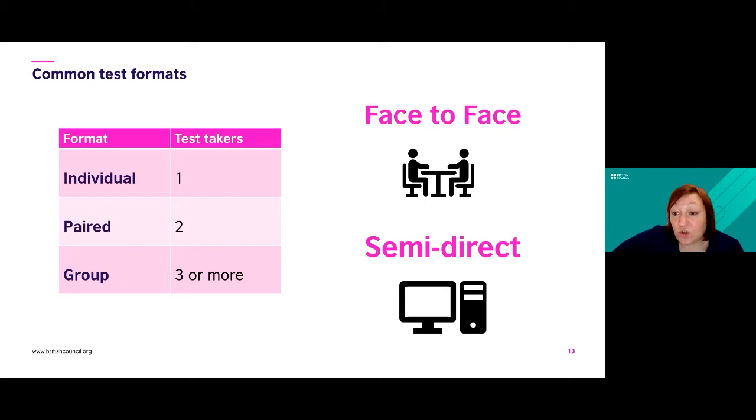Testing is about choices we make. When we design tests, we have choices. Do I want a face-to-face test where the examiner is here and the candidate is here? Or do I want a semi-direct test where you see or hear a question and then you respond into a computer, mobile, iPad, which is then recorded, downloaded and graded.